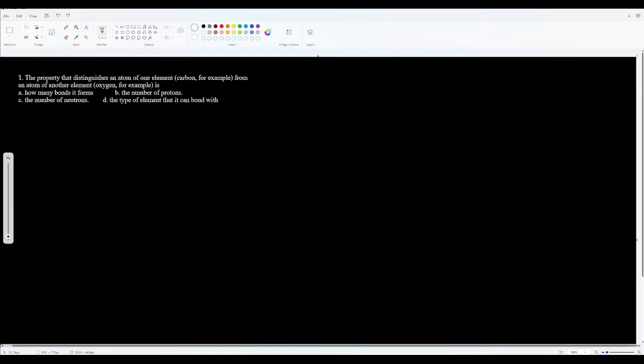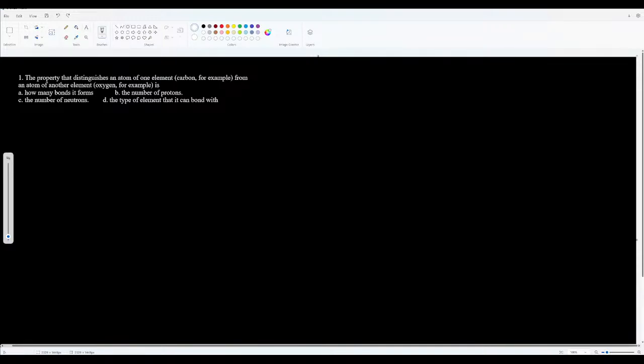Okay, number 1 is asking: the property that distinguishes an atom of one element, carbon for example, from an atom of another element, oxygen for example, is A, how many bonds it forms, B, the number of protons, C, the number of neutrons, or D, the type of element that it could bond with. Okay, so let's work down the chain.